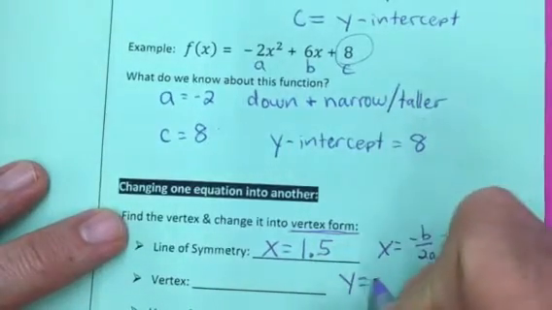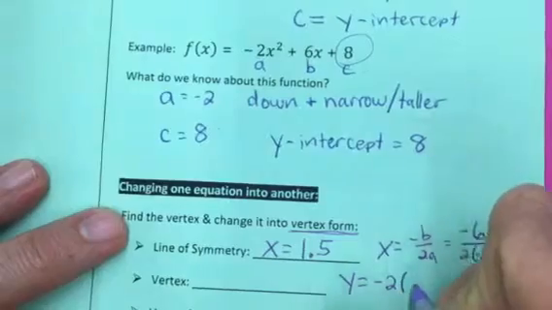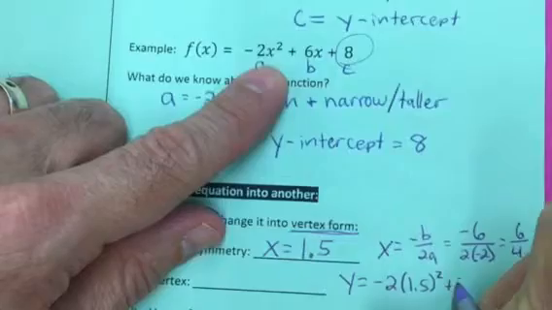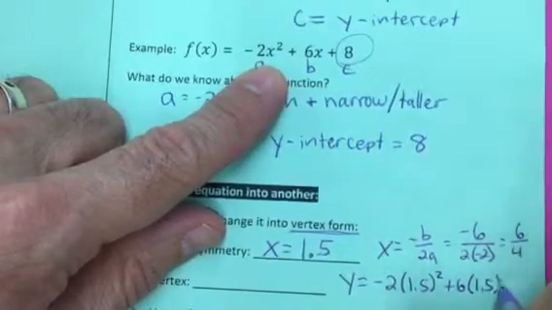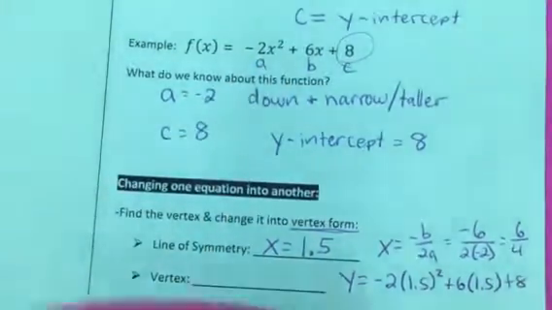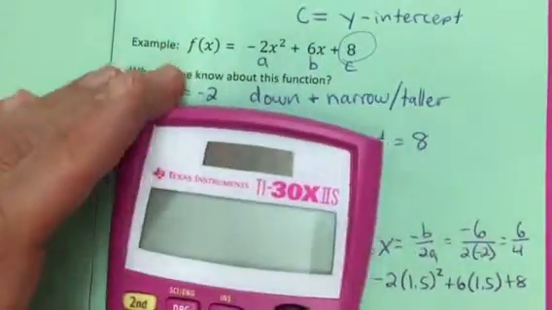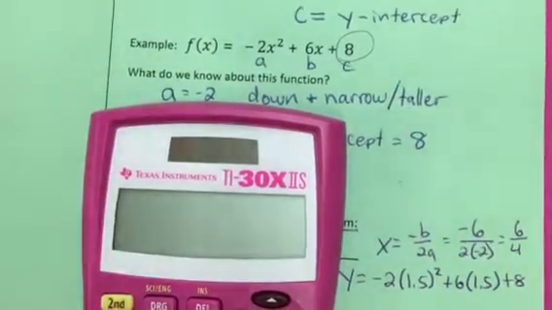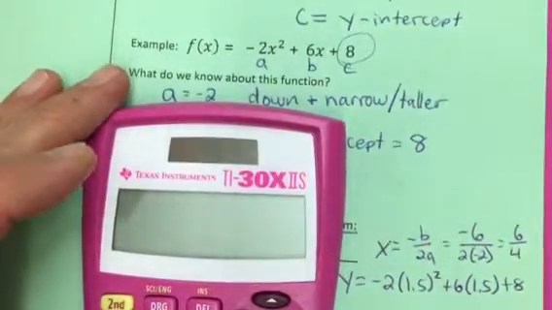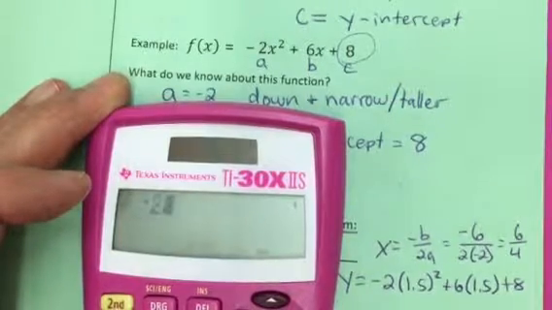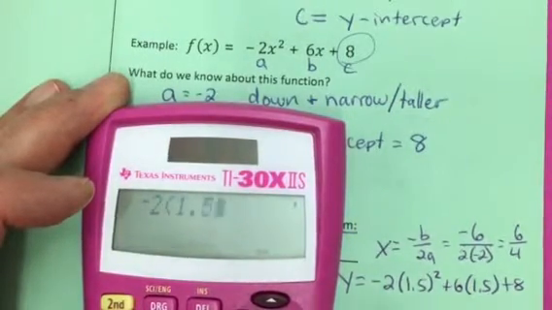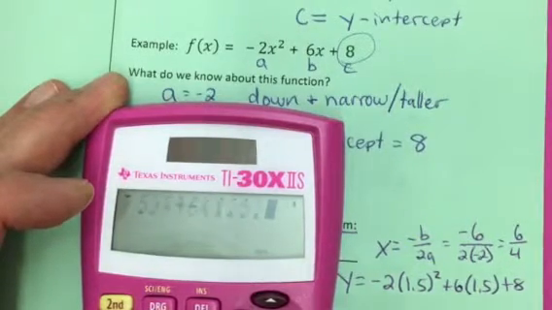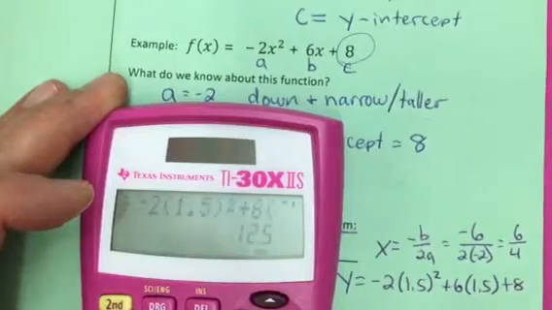My Y value equals negative 2, 1.5 squared plus 6, 1.5 plus 8. Grab a calculator. Just going to type it in. Negative 2, 1.5 squared plus 6, 1.5 plus 8, 12.5.